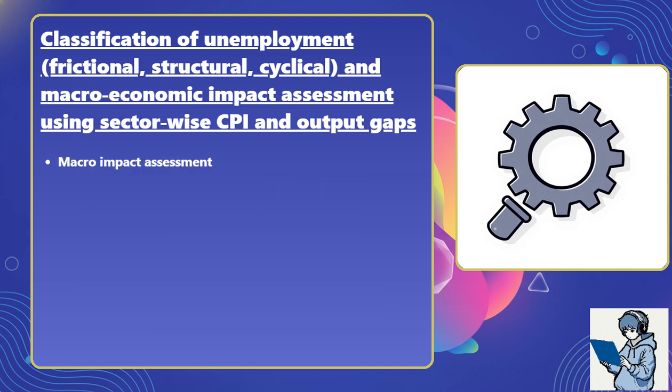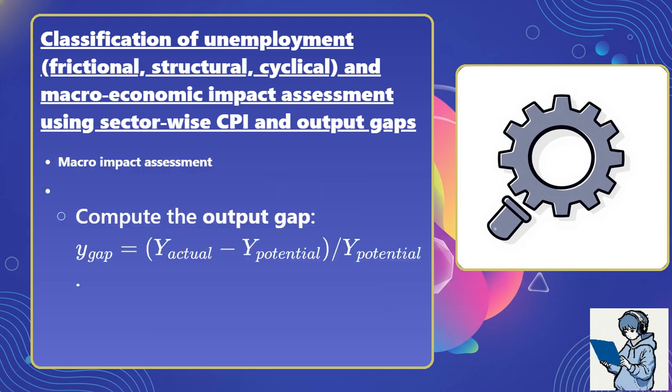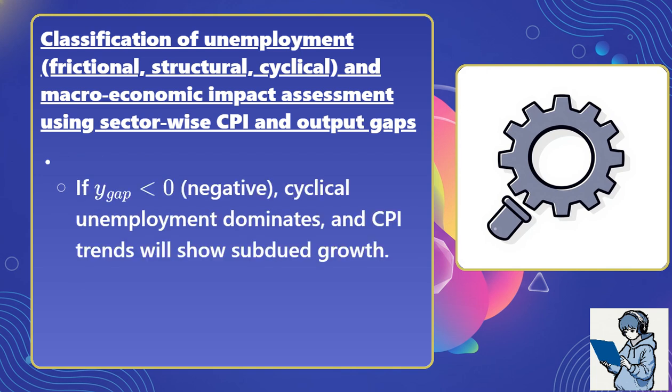Macro impact assessments. Compute the output gap. Y gap equals (Y actual minus Y potential) divided by Y potential. If Y gap is less than 0, negative cyclical unemployment dominates, and CPI trends will show subdued growth.